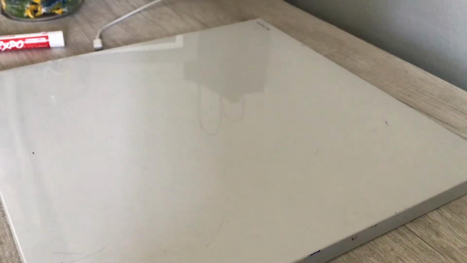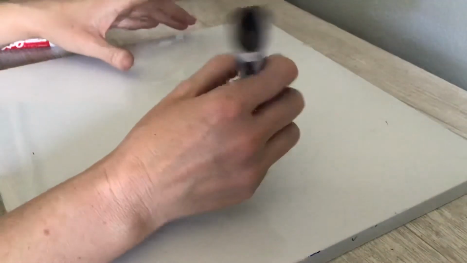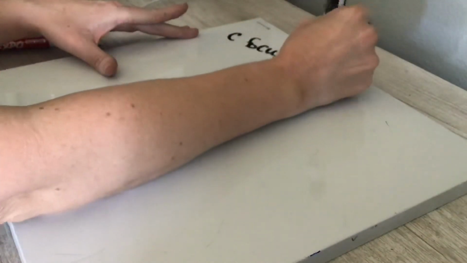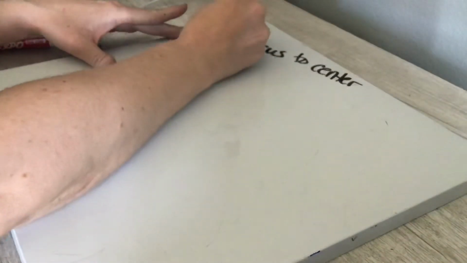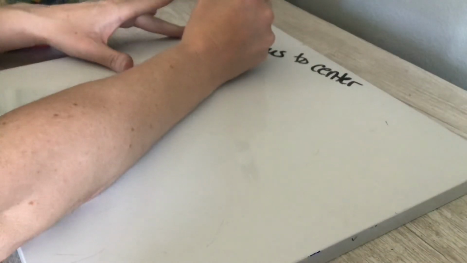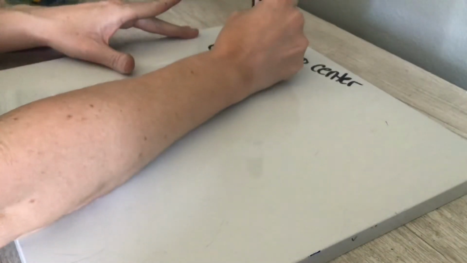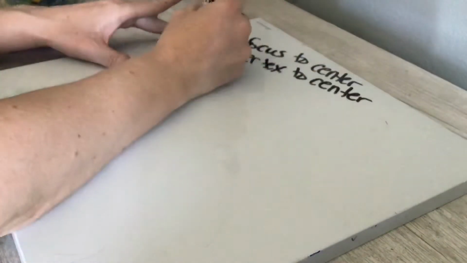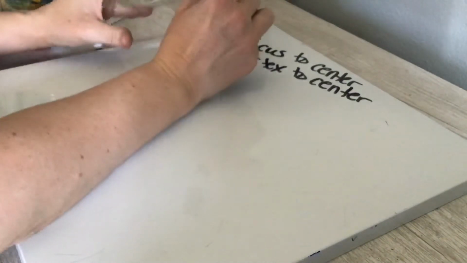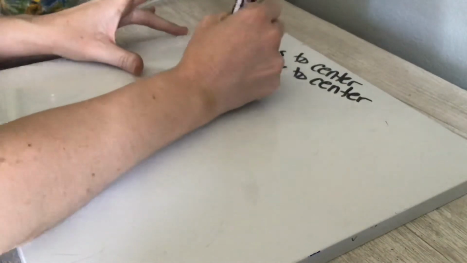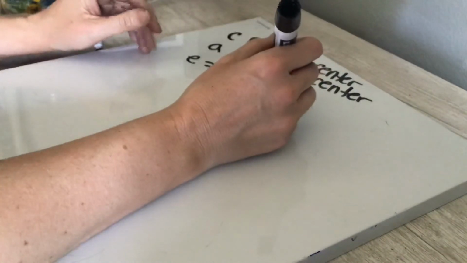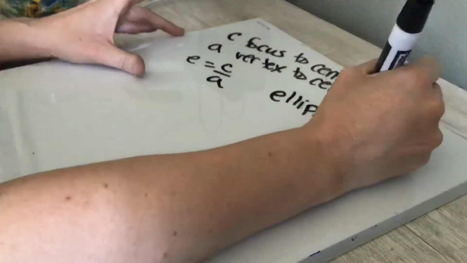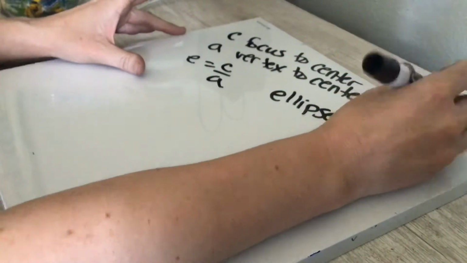So if C is the distance from each focus to the center, and A is the distance from the vertex to the center, then the eccentricity, meaning how oval it is, is the ratio of C to A. Okay, so for an ellipse, that ratio is between 0 and 1.